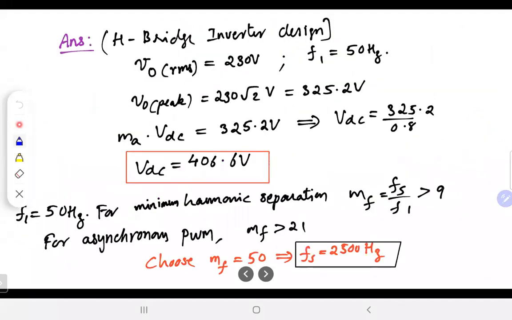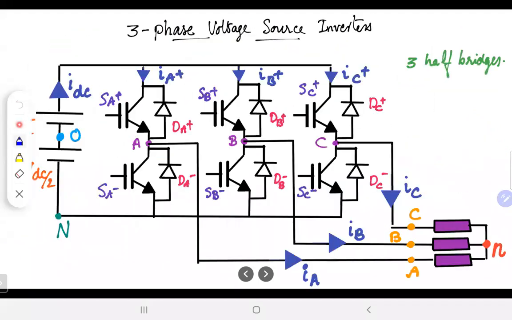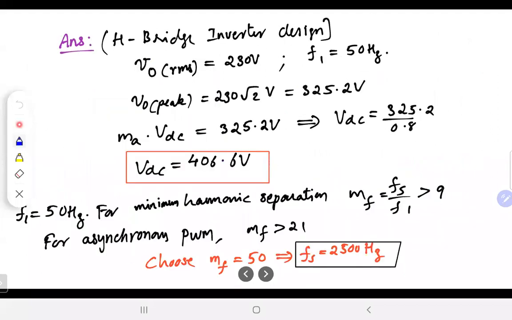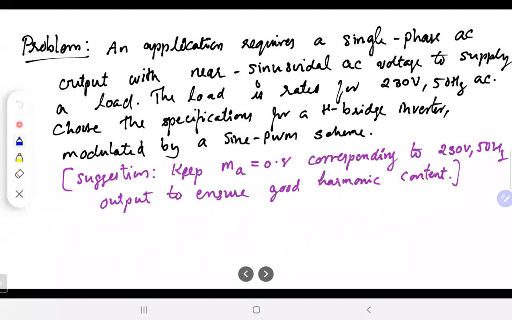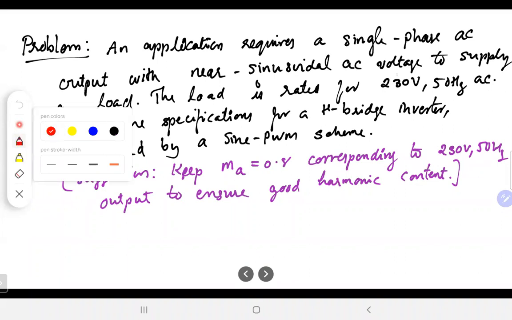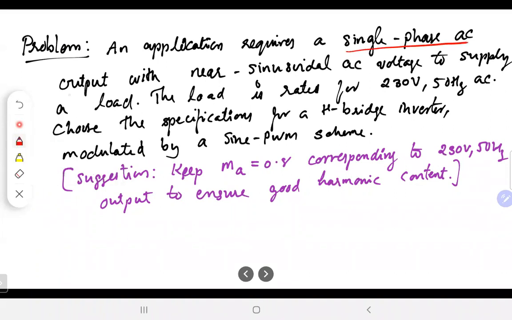The remaining part of the problem is for the three-phase, and then we'll look at that thing. So let me state the single-phase problem, and then we'll stop the class for today. In this particular example, we are looking at a single-phase DC to AC converter, where the output is single-phase AC, and I want it near sinusoidal.